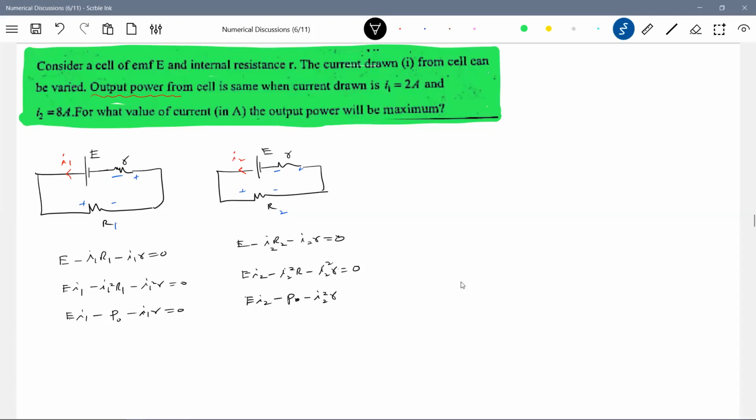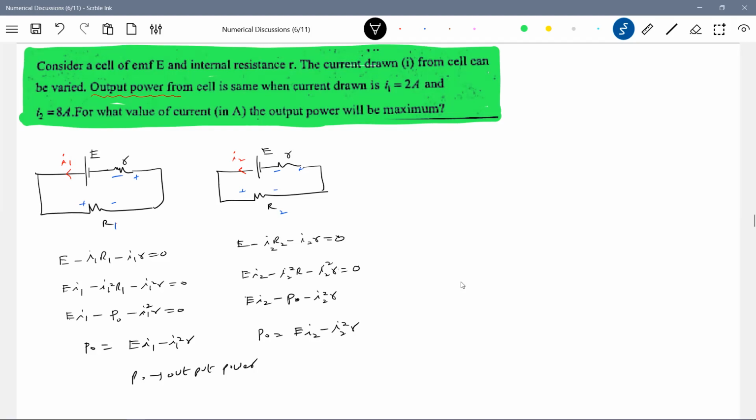Okay, we are very near to the answer. I1 square, I wrote it. So this output power P naught, we can write as E I1 minus I1 square R, and E I2 minus I2 square R. What is P naught? Output power. After this, what is the maximum power?